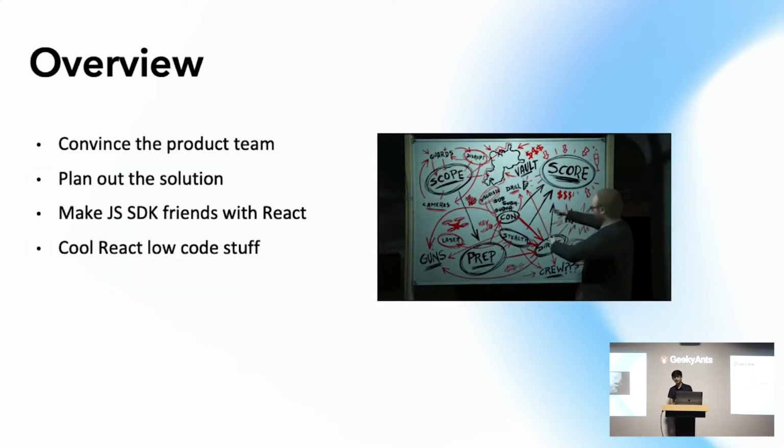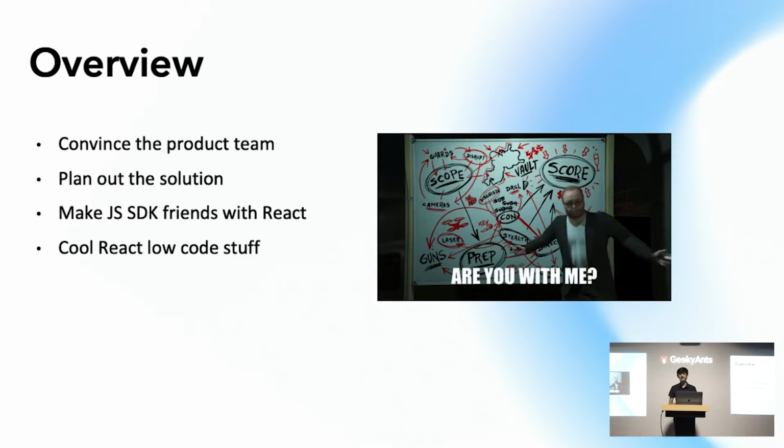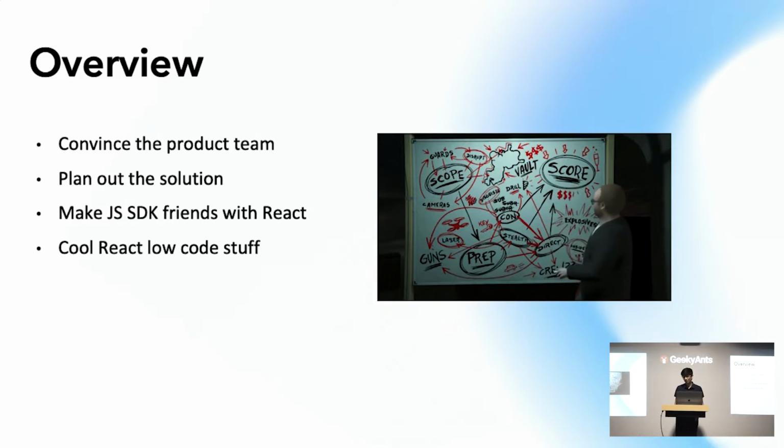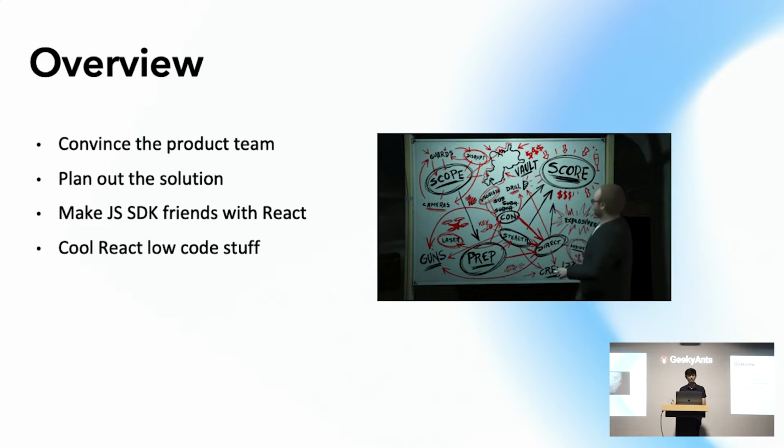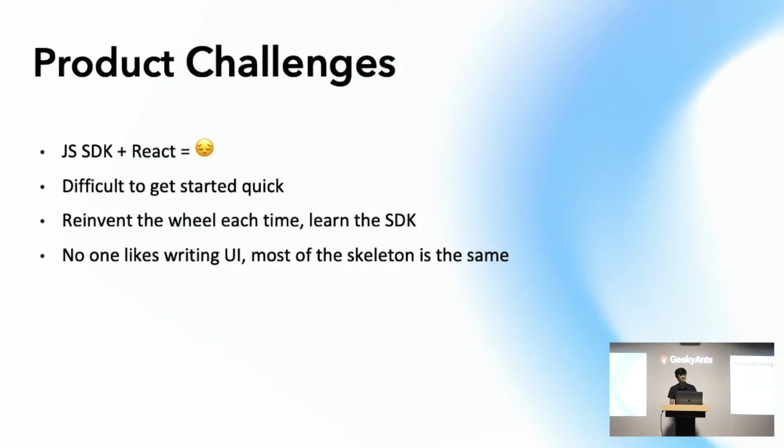So let's talk about the overview, right? Low code is all the rage, and if you're building something for developers, you want to reduce developer effort. To convince the product team to do something, you need to tell them metrics and how that's going to improve developer experience. You have to plan out how the solution is going to look. Since we're talking about a specific JavaScript SDK, you're going to have to see how to make friends with JavaScript and React. I'm also going to talk about some of the cool low-code things that we learned while building this out. So let's talk product challenges first.